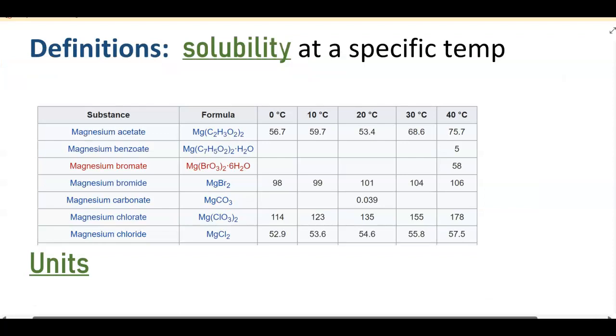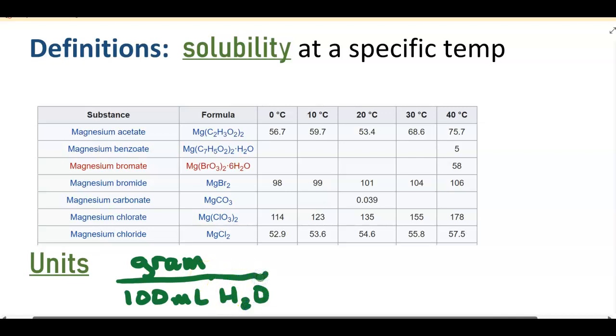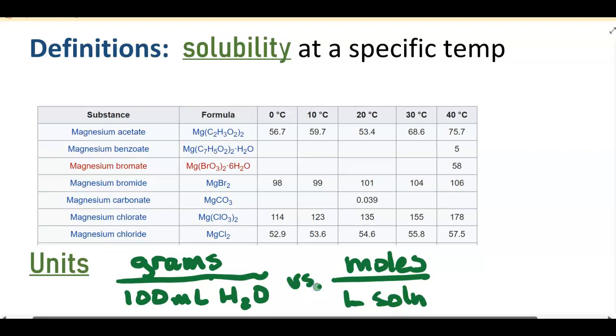We want to focus in on what the units are for these solubility measurements from this solubility table. Here, the units are given as grams per 100 milliliters of water or solution. It could be either water or solution depending on what your resource is. This is a little different from what we've been doing with concentrations before, where most everything has been moles of solute per liter of solution. So remember that when you're given solubility, it's not always molar solubility.